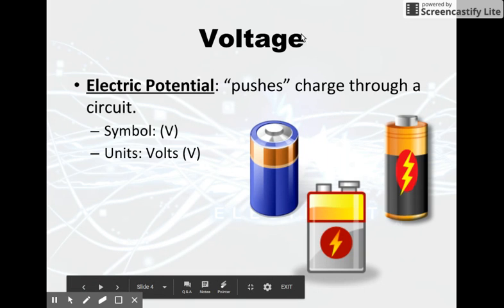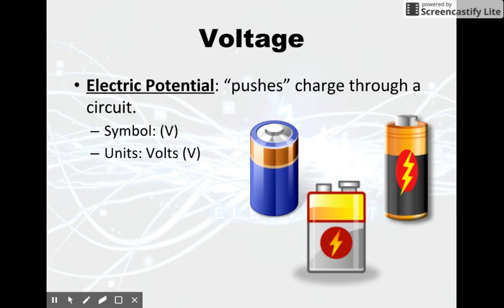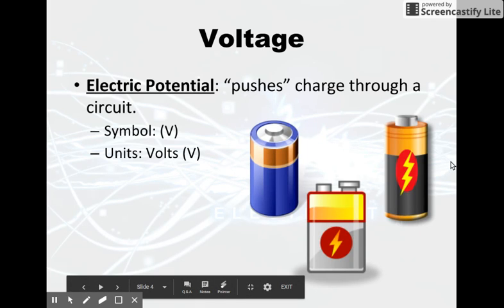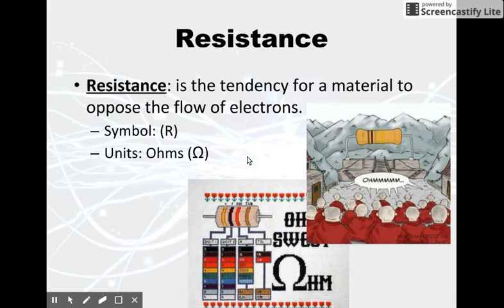So the most common thing we're going to be using to provide that voltage is a battery. Like a 9-volt battery provides 9 volts of push, or your AA or AAA provide 1.5 volts.